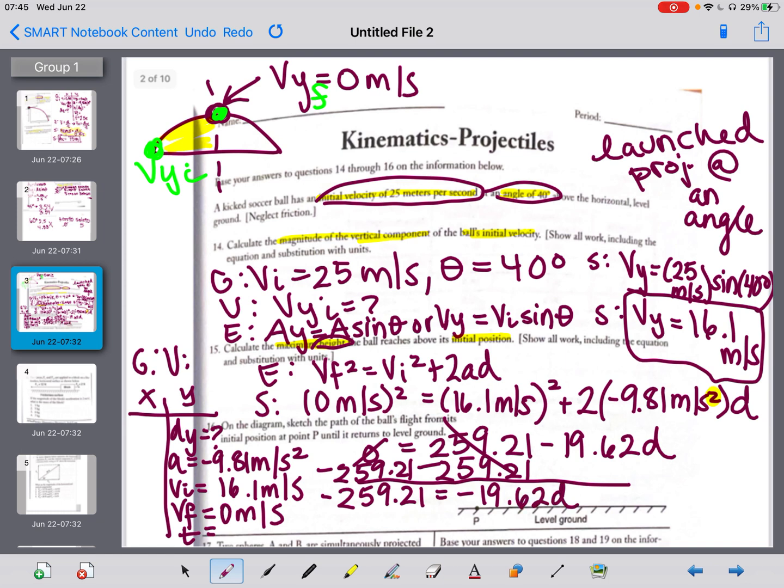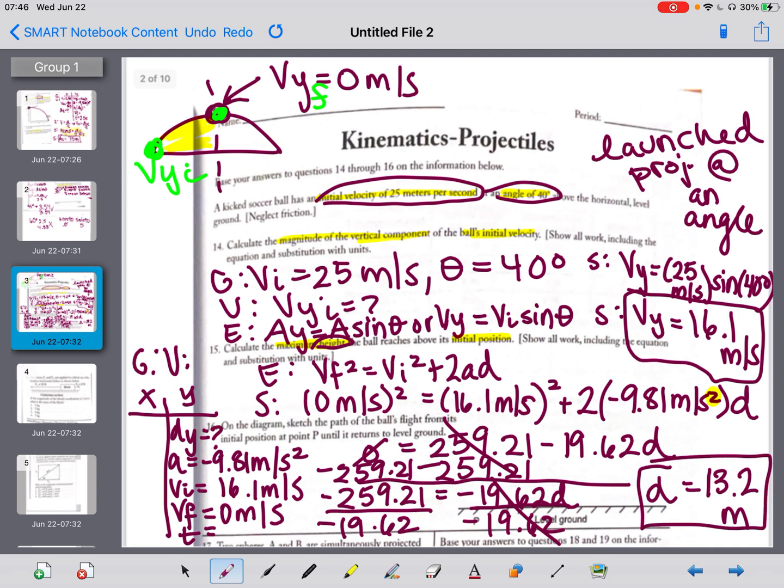To get rid of this multiplication, the thing that's holding the negative 19.62d together, you are going to divide by negative 19.62. Okay, and that leaves d by itself. And the answer that you should get once you do this in the calculator, 259.21 divided by negative 19.62, is 13.2 meters. And if you think about it, if you're finding a height, your height is not going to be negative because it's a distance. They're not checking the displacement. They want to know the distance. Okay, so keep that in mind.